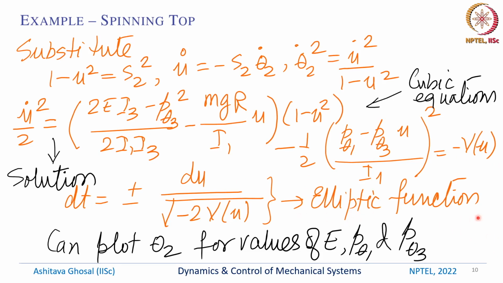Nevertheless, these are known. There are things called elliptic functions, and if you can write an expression in terms of elliptic functions, then it is sort of like a solution. And then we can plot. So this is one of the very few examples of nonlinear ordinary differential equations, or equations of motion, which can at least be written finally in terms of elliptic functions.